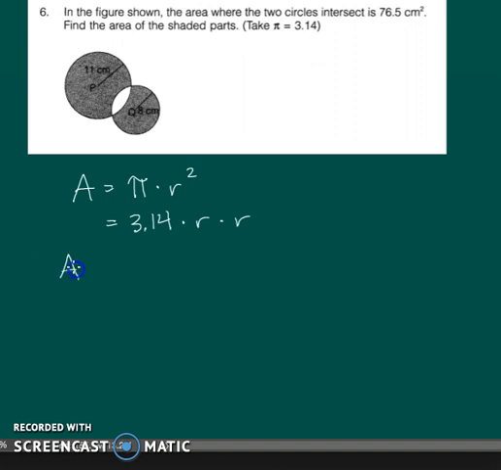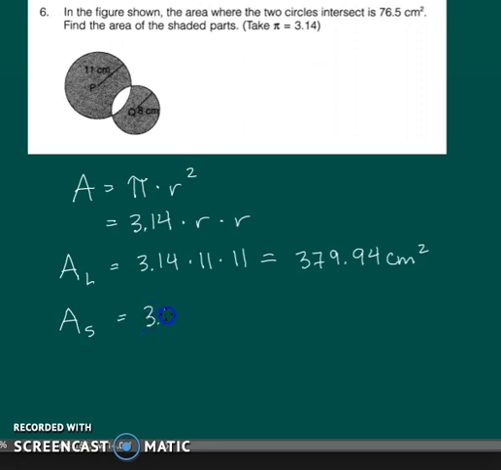So for our larger circle, I'm going to call that area sub L for large. We're going to calculate that by saying 3.14 times the radius, which is 11, times the radius once again, which is 11. When you calculate that, you will get 379.94 centimeters squared.